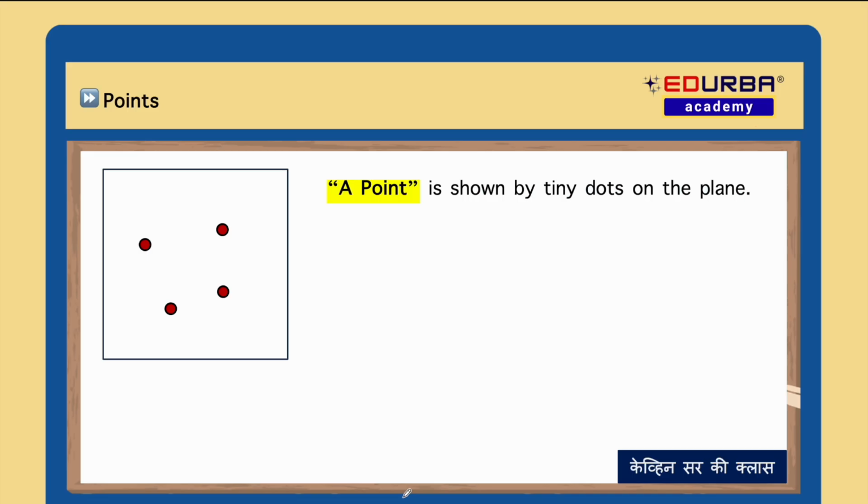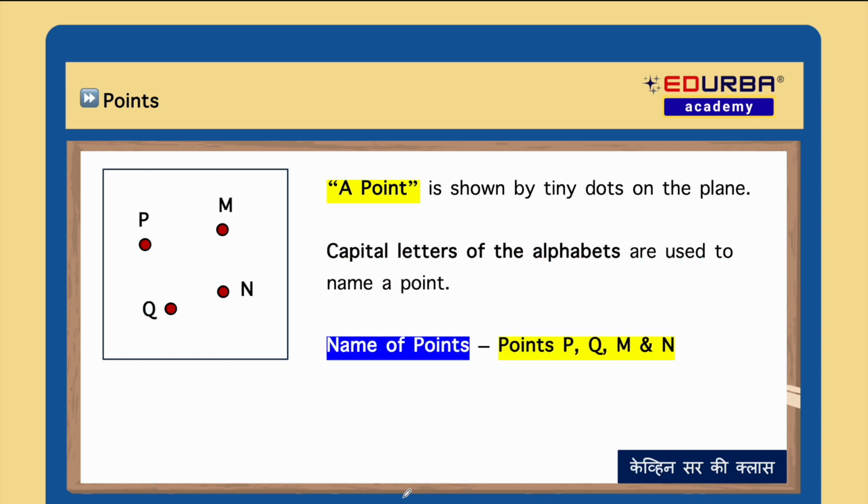A point is shown by a tiny dot on the plane. We can name these points using capital letters of the alphabets. Now, for example, we have named these 4 points on the screen as point P, point M, point Q, and point N. Now that we understand points, let's learn about lines.